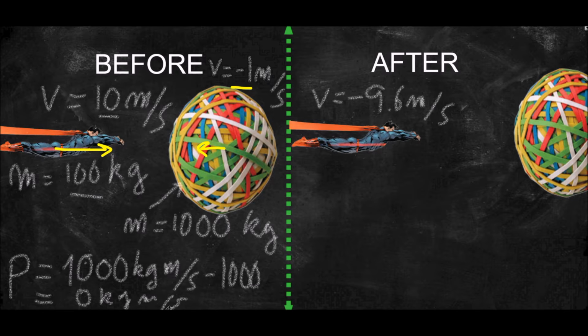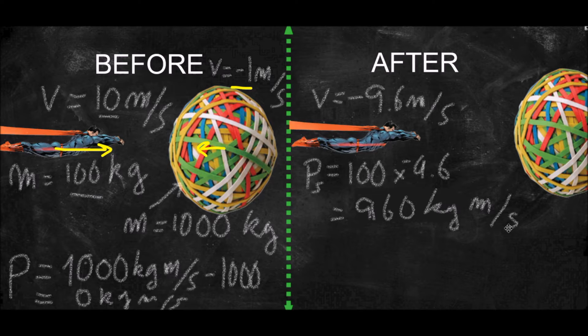Now let's find the momentum on the right. On the right, the momentum for Superman is going to be 100, the mass, times 9.6. But be careful, we have a minus here. So in total, it is going to be -960, again kilogram meter per second. The momentum of the ball is going to be its mass, 1,000, times the velocity, v. Now v is the unknown, and that is what we need to find out.